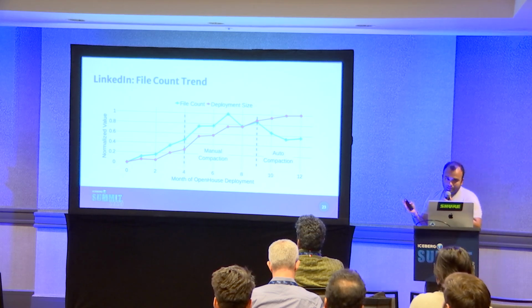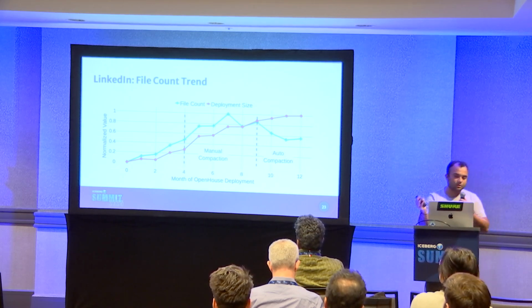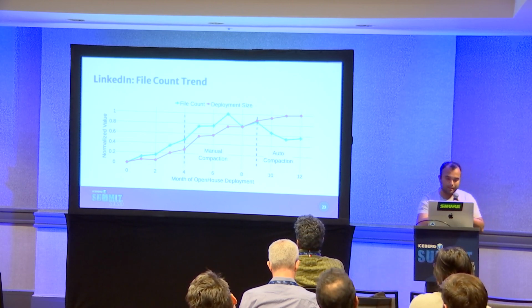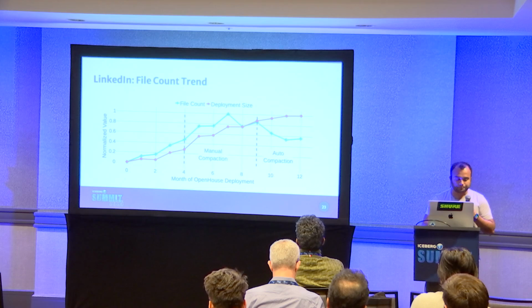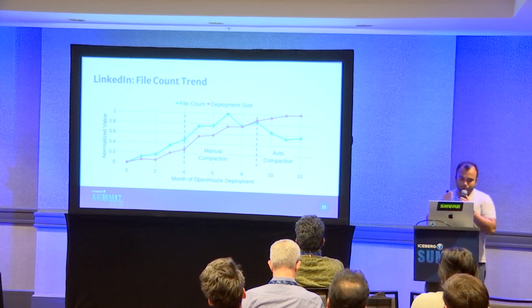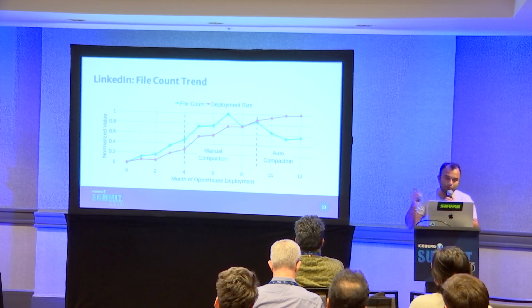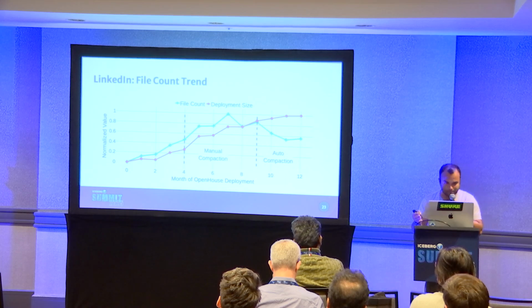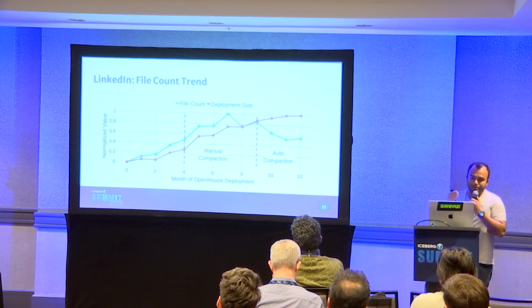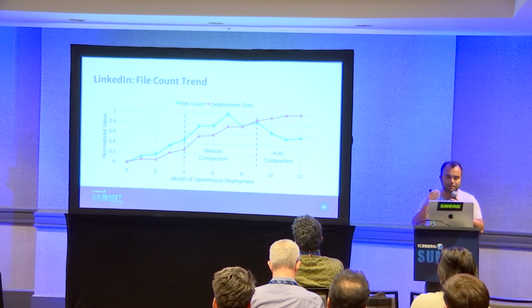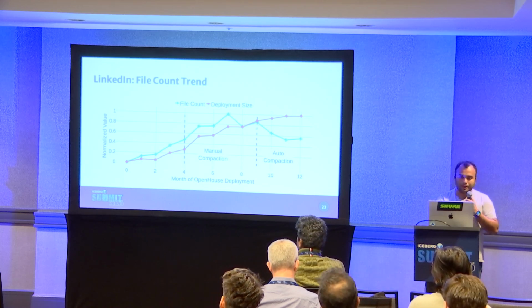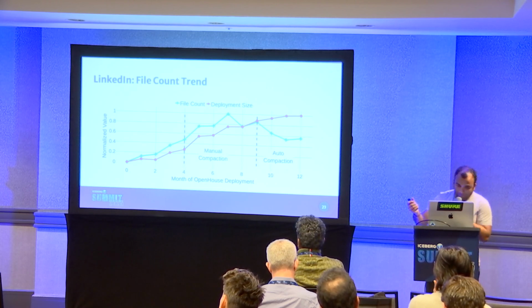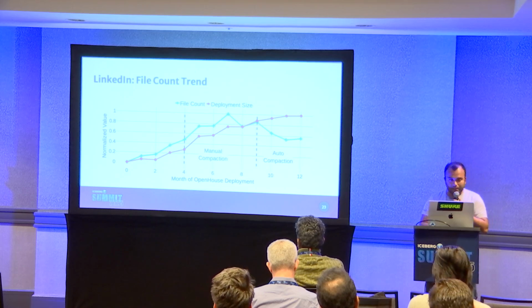This is another way to look at the data. This is over the last 12 months. X-axis is the months, and y-axis is the normalized values for file count and our deployment size, which is in petabytes. As you can see, before the 4th month, the rate at which our file count was growing was much faster than our deployment size. And the moment we started doing manual compaction, we started seeing some benefits of it. But the real benefit came when we enabled auto compaction. And you can see the drop in the 9th month, between 8 and 10, on the auto compaction side.